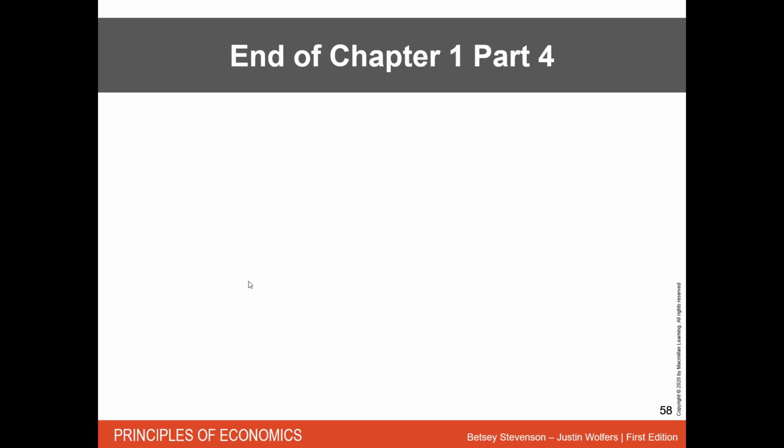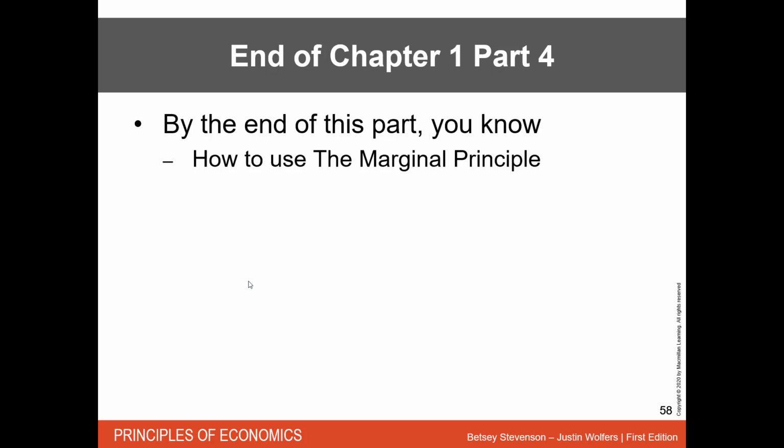We are almost done with chapter 1. We just finished learning about our third principle, the marginal principle, and how we can use that hand in hand with the cost-benefit principle. We also learned to follow the rational rule to maximize economic surplus by finding the optimal unit where marginal benefits equals marginal cost.